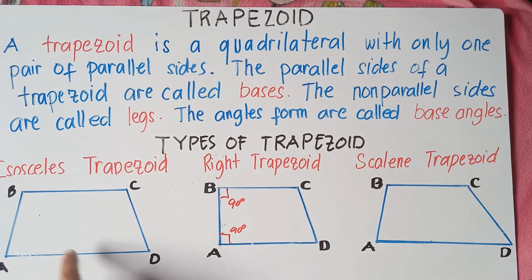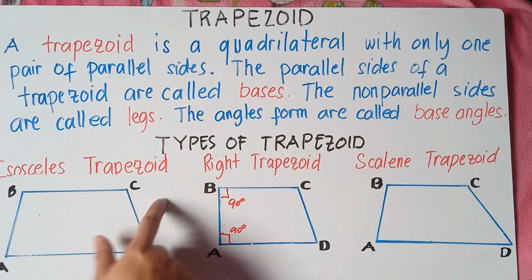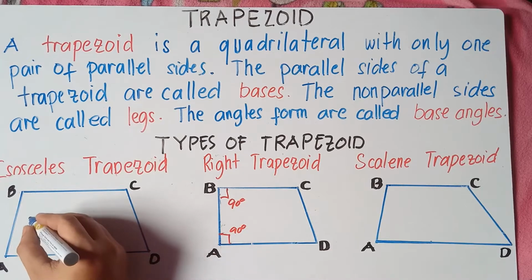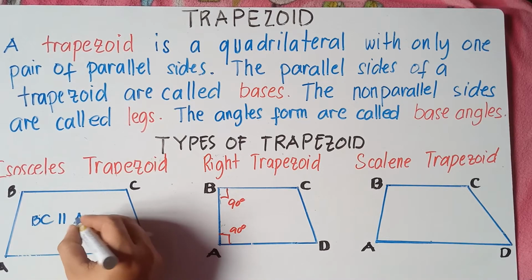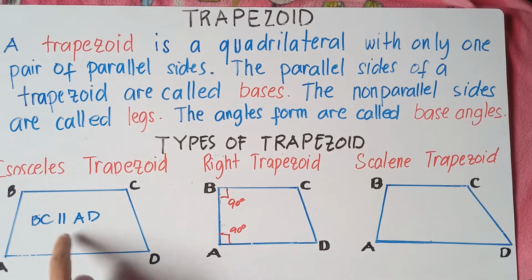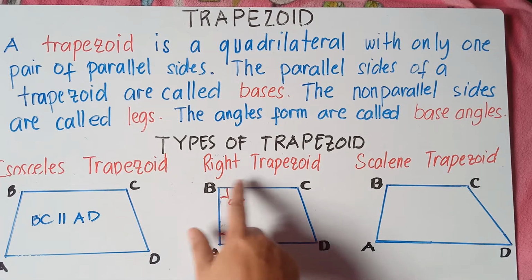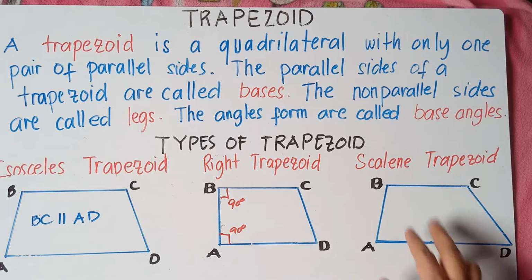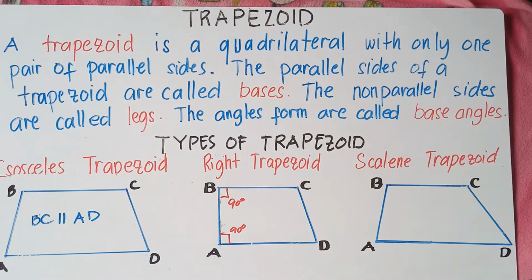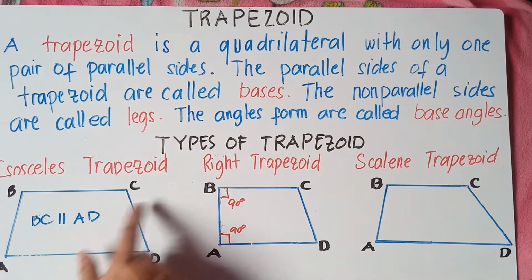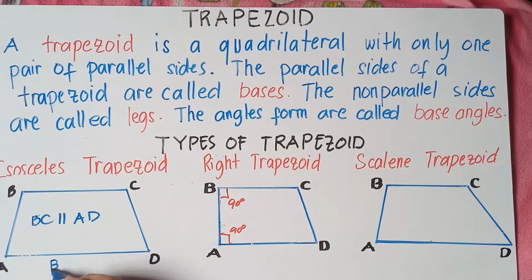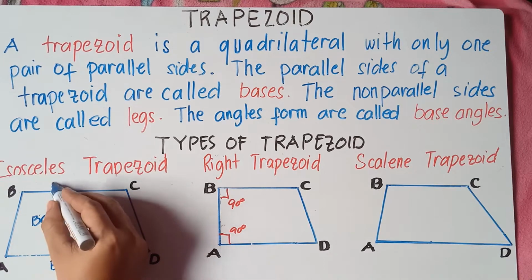So once again, if we talk about parallel sides, this line BC is parallel to line AD. You can write that in the form BC is parallel to line AD. Same with the right trapezoid, BC is parallel to line AD. Same with the scalene trapezoid. Now, the parallel sides of a trapezoid are called the bases. So BC and AD, we call those the bases.